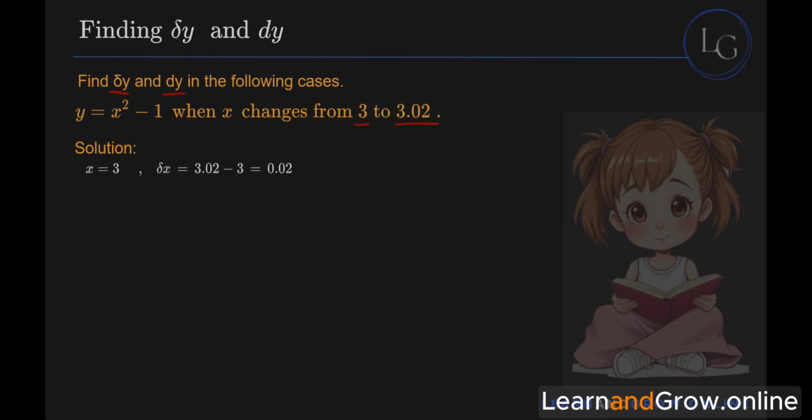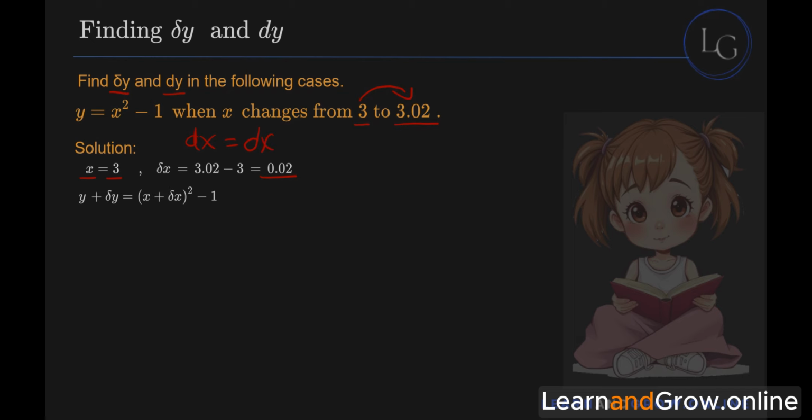See, we have the initial value of x as 3. And since x changes from 3 to 3.02, the value of delta x is equal to 3.02 minus 3, because that is the change in x, and that is equal to 0.02. Now, as you already know, dx is equal to delta x. This is very important.